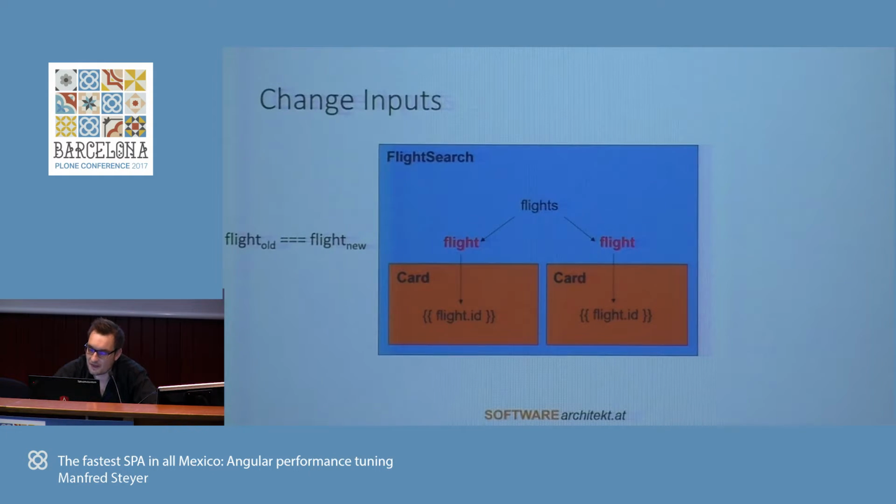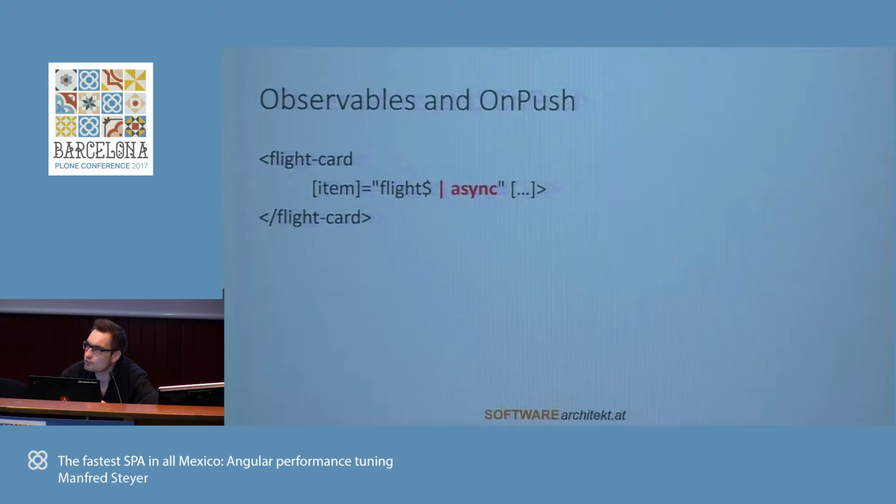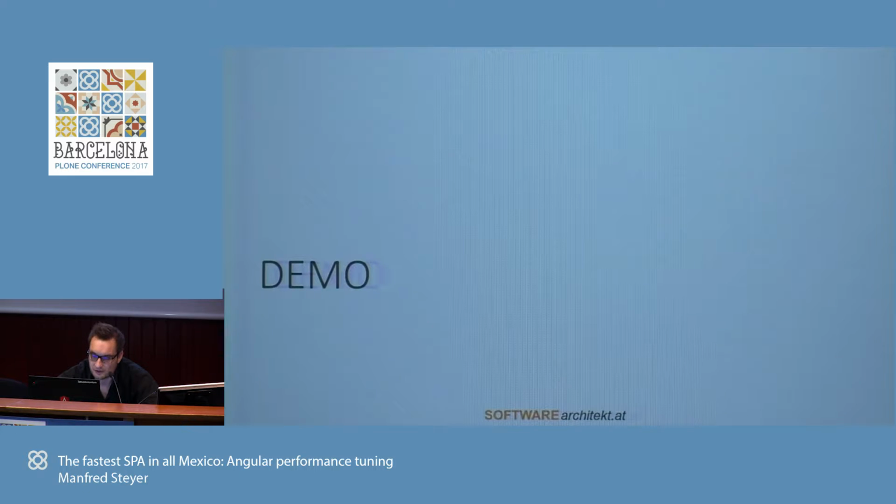And here we see another option to trigger change detection. We just need to bind an observable to our template. For this, we are leveraging the async pipe, and in this case, Angular is checking this very component when this observable yields a new value. So let's have a demonstration for this.